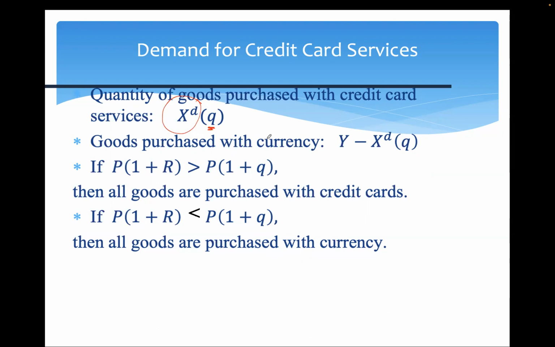Okay, demand. So first of all, goods purchased with currency are going to be equal to Y minus, this is what I just drew, total transactions, subtract the transactions that will go through with credit card. Now look at this equation, what this means. This is 1 plus R, 1 plus R.